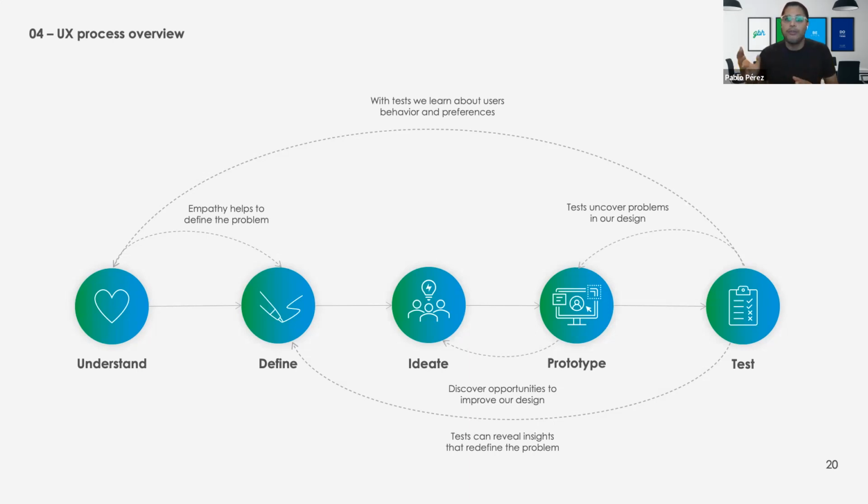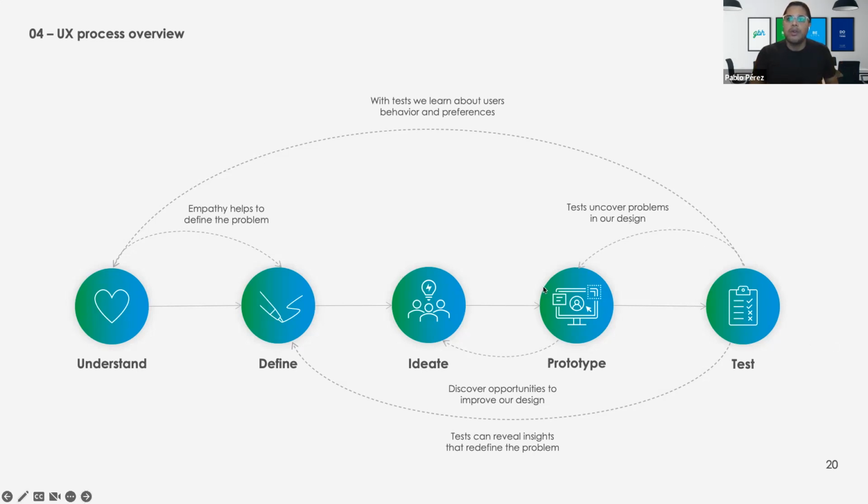And that informs, like we see here, the define phase. We can go back and redefine the problem if we discover something that we didn't catch before, or we can inform the understand phase or the empathy phase, and the user personas and the affinity diagrams with new information and behaviors that we discovered and saw in this testing phase.